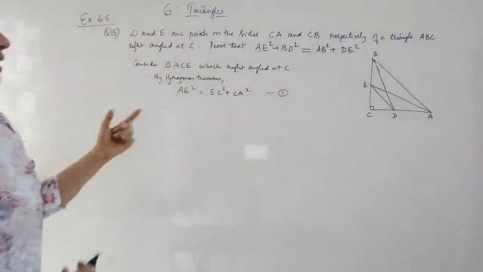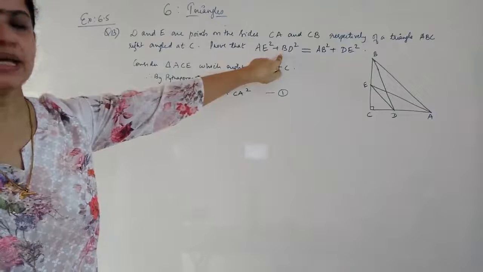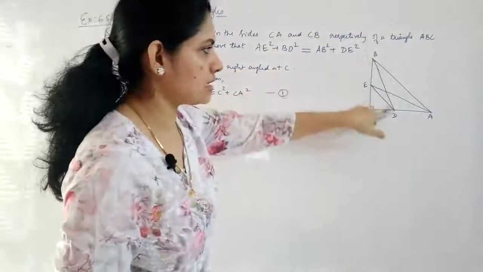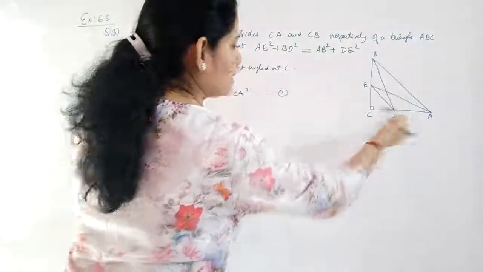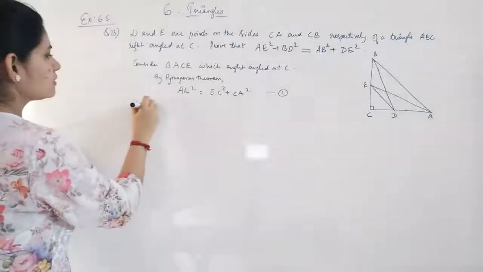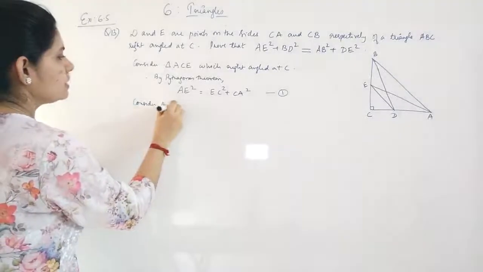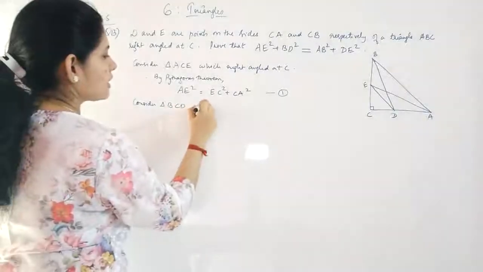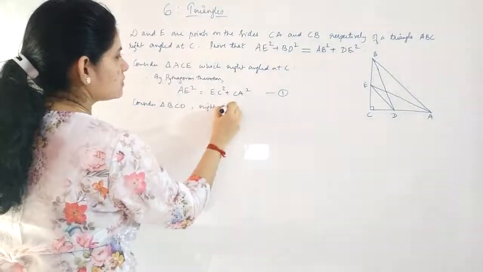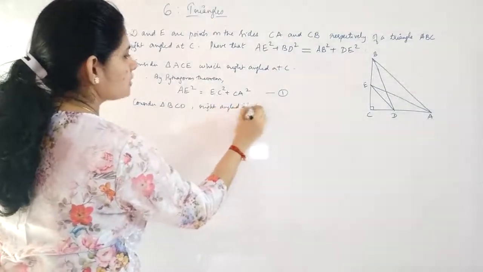Now we'll consider another triangle in which you have BD as the hypotenuse. BD as the hypotenuse means you can consider triangle BCD. Again, it is right angled at C, so you can use Pythagoras theorem.